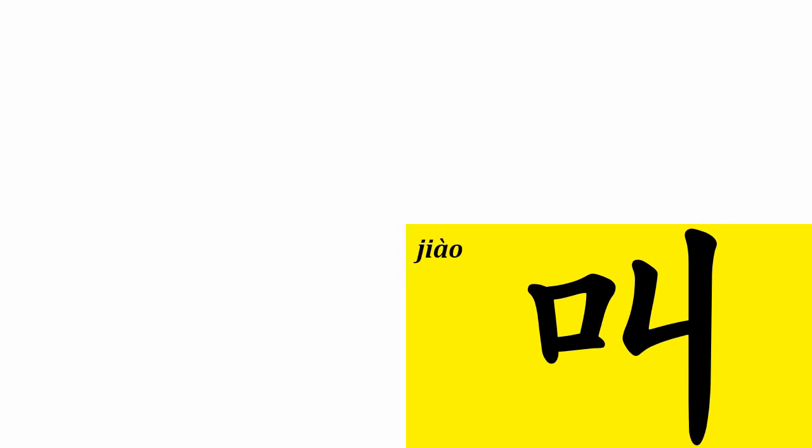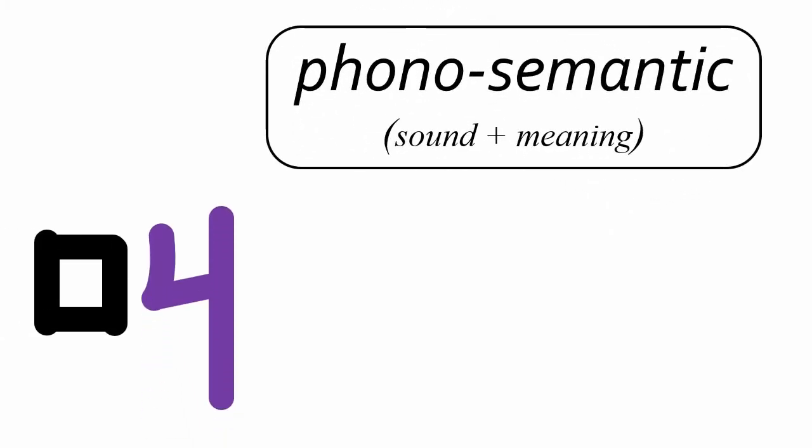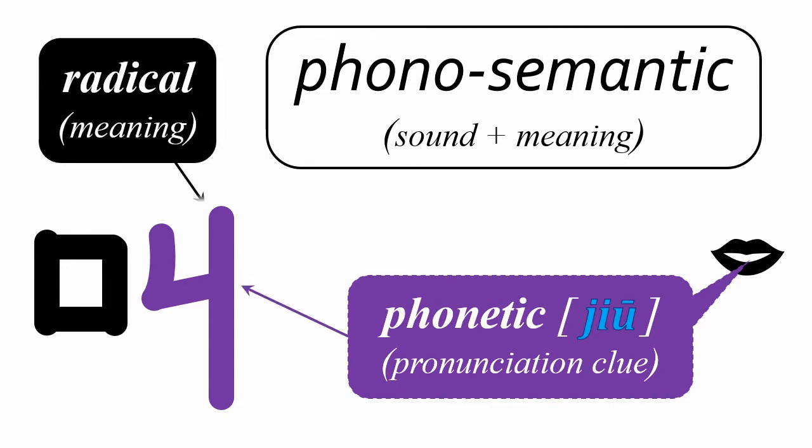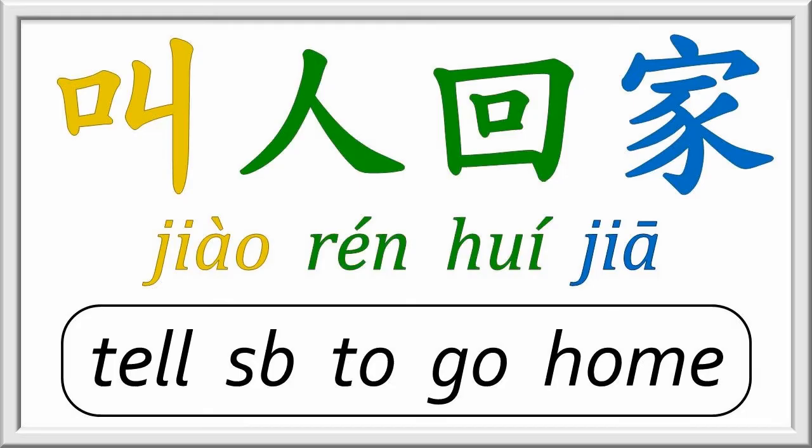Our final character is a primitive rendering of a mouth next to a tangle of creeping vines, the vines supposedly indicating continuous shouting or calling. This character is pronounced fourth tone, 叫, with those tangled vines also serving as the phonetic element. Although this character may simply mean to shout or call, it has an extended meaning of telling someone to do something, or even compelling them to do it. An example would be 叫人回家, tell someone to go home.